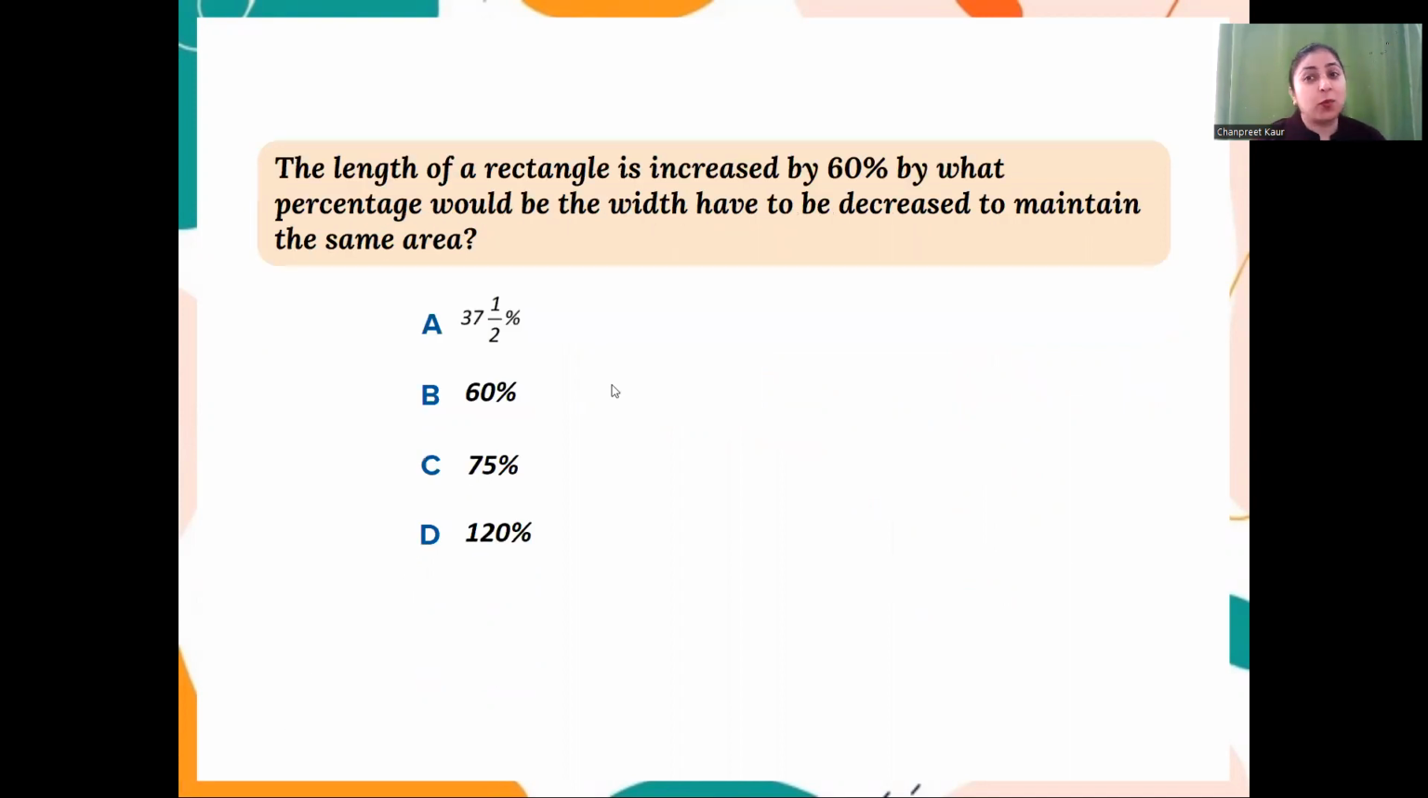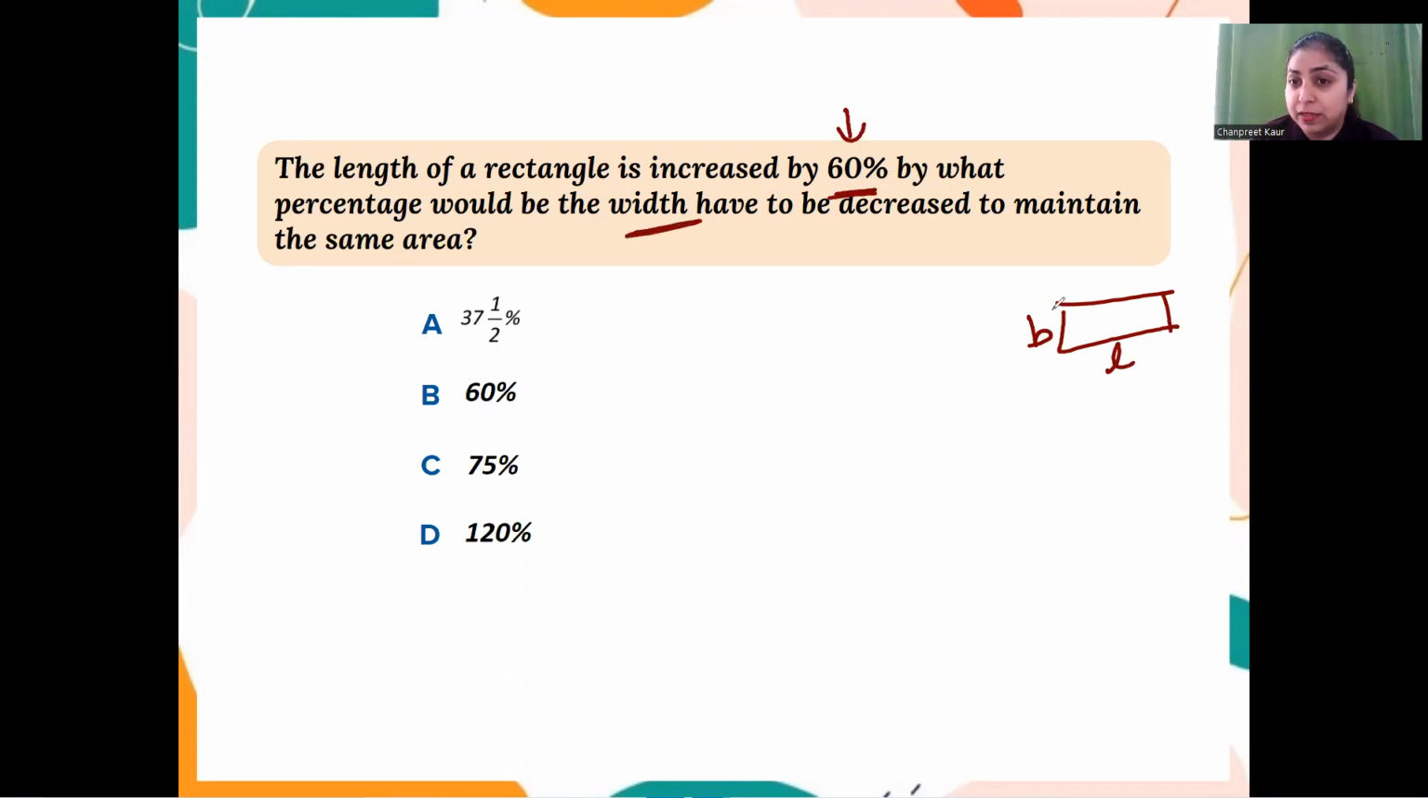Again, the question is of mensuration, geometry, an area related question, but the application of percentage is again there. You can see the length of a rectangle is increased by 60%. If there is some rectangle, so this is the length and this is the breadth. If length is increased by 60%, by what percent must the breadth be decreased to maintain the same area? Area will remain the same.